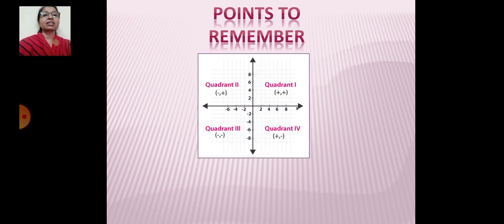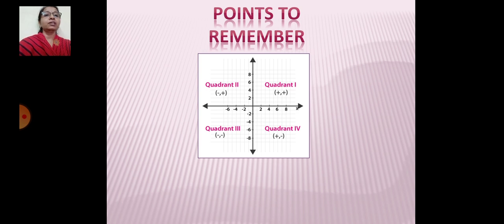What we have seen in 9th standard is that two mutually perpendicular lines divide the plane in four parts. Each part is known as a quadrant, and we number them in anti-clockwise direction as first quadrant, second quadrant, third quadrant and fourth quadrant. Right? The horizontal line is called x-axis and the vertical line we call the y-axis.